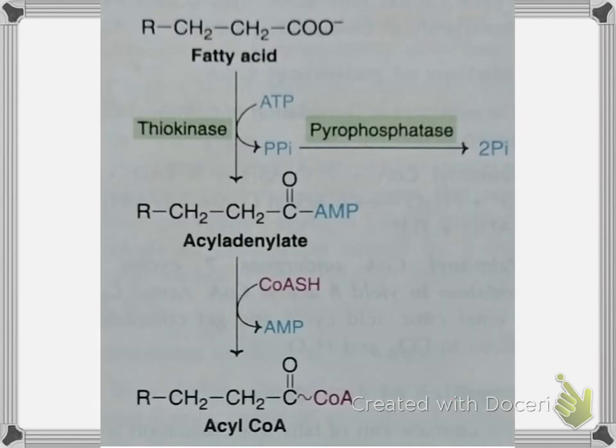Now coming to the first step of beta oxidation, that is fatty acid activation. The fatty acids are activated to acyl-CoA by the enzyme thiokinase, which is also known as acyl-CoA synthetase. This reaction occurs in 2 steps and requires ATP and Mg2+.